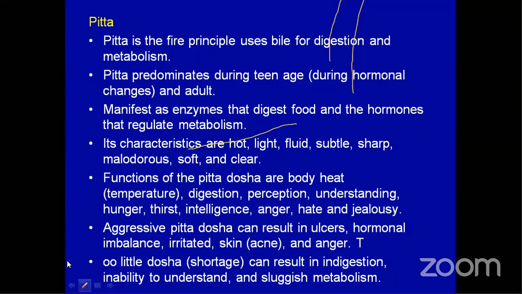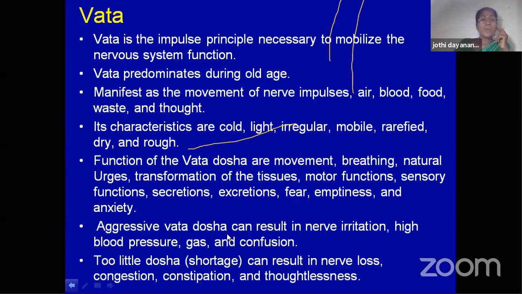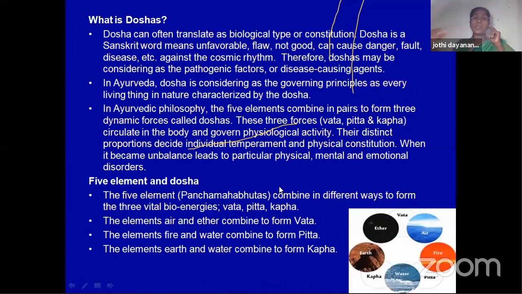Right. So, I was talking about vata, pitta and kapha. What is this dosha? In Ayurveda, dosha is considered the governing principle, as everything living in nature is characterized by dosha. The three, vata, pitta, kapha, I said, and the five elements, the Panchabhutas, I have just spoken about. How are we going to relate that with the human body and our food? Keep in mind that dosha is the governing principle. These are the ways that we need to have a disciplined life.